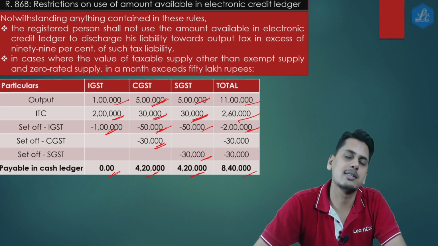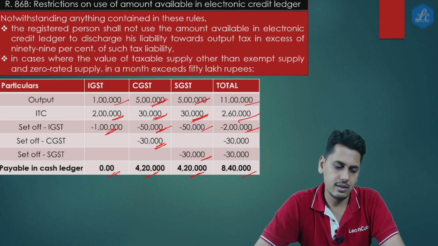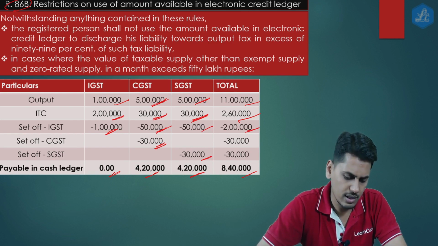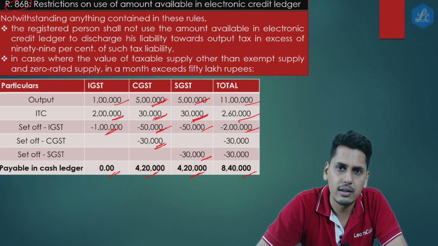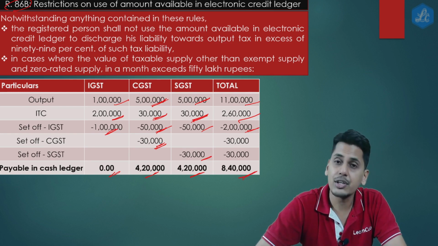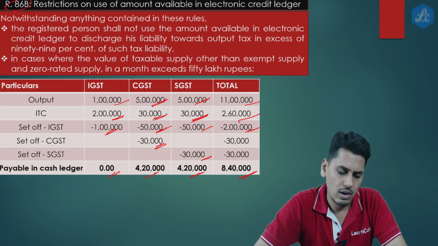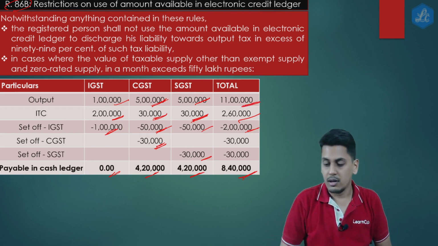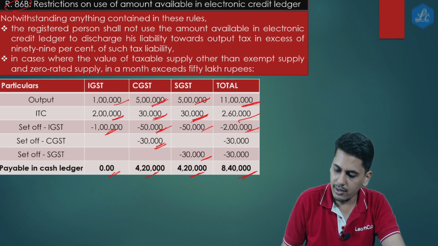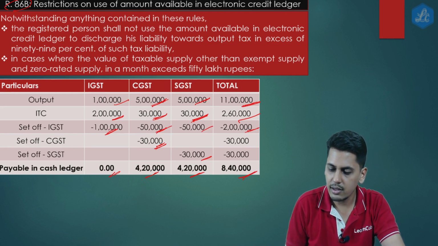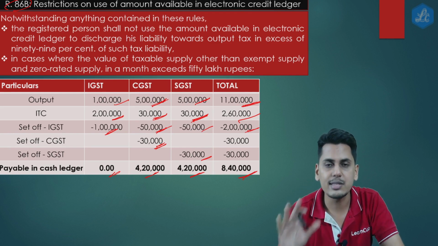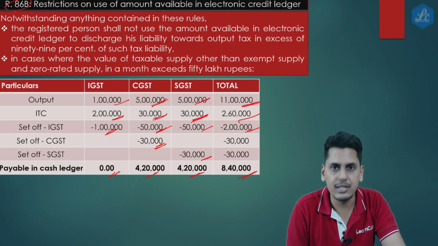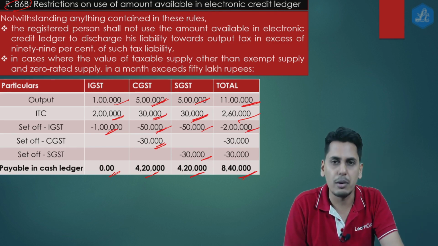Now friends, the return is submitted. The officer gives a notice stating that 86B is not complied with. The registered person says, are you mad? How much have I paid through cash? 8 lakh 40,000. What is my total liability? 11 lakhs. How much is 8 lakh 40,000 divided by 11 lakh? Can you see it? It is 76%. 76% I have paid through my cash ledger, and you are saying that 86B is not complied with.